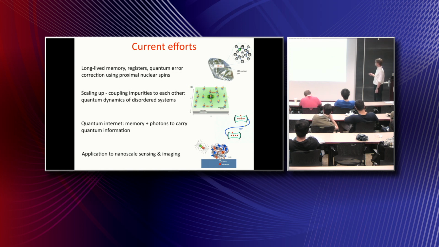People make use of not only electronic spins, but also proximal nuclear spins to create quantum registers, to basically create some small processing units. Nuclear spins can be used to store quantum information. They actually can be very long-lived. They can live for seconds, even at room temperature. Then there is an effort toward scaling up, to couple these impurities to each other. And here this problem of disorder is very important.